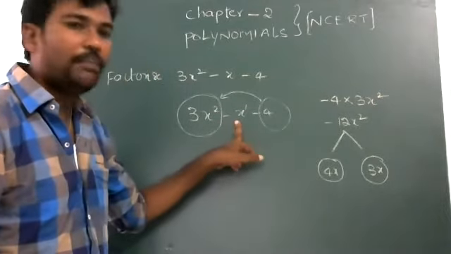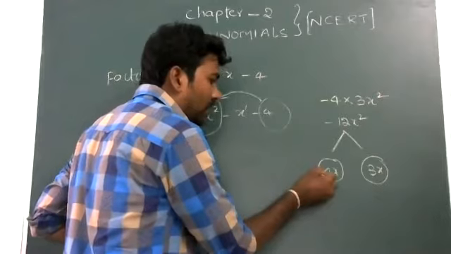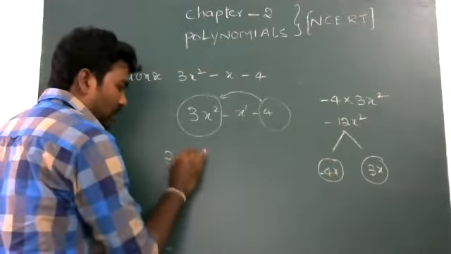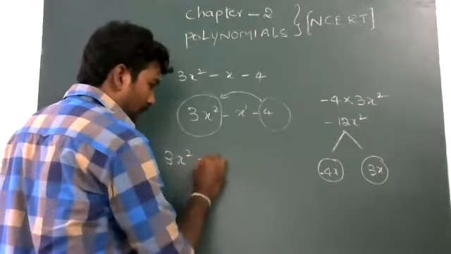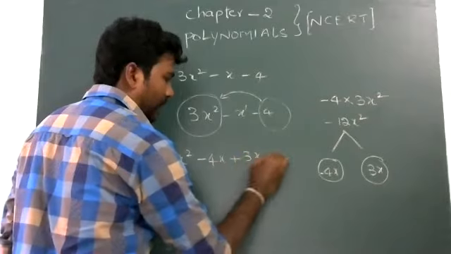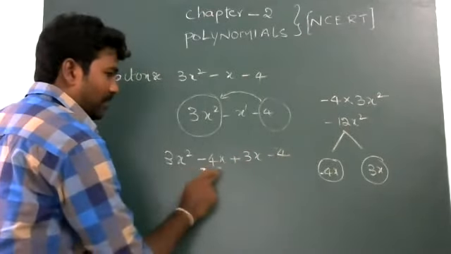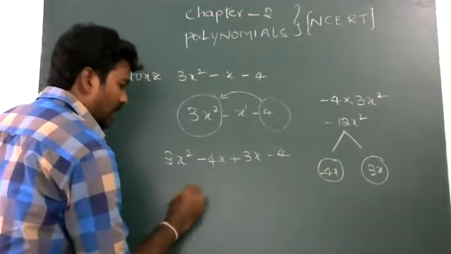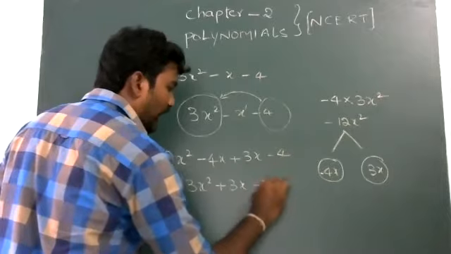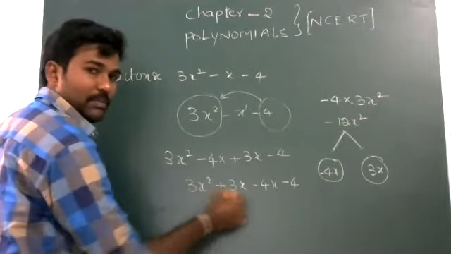Now we need minus x, so here you can make minus 4x the negative term. Now you can write 3x squared minus 4x plus 3x minus 4. Is it clear? Now here what is the common? x from these two, x is common. Otherwise you can write it as 3x squared plus 3x minus 4x minus 4. No problem, you can write like this also. From these two, what is the common term?